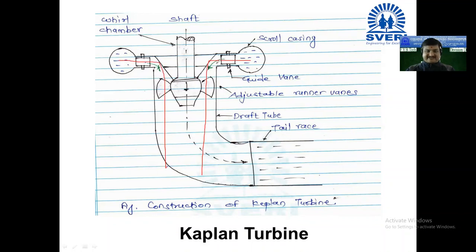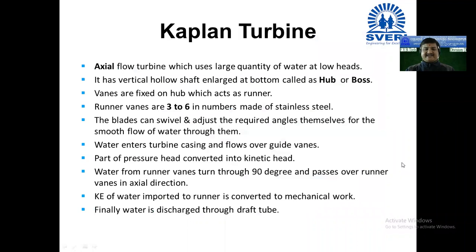So if you will check, you will come to know that at 90 degree, water is entering into the volute chamber. Then this kinetic energy imparted to the runner is converted into mechanical work. Mechanical work means rotational work. Rotational motion we are getting out of this mechanical work. And finally, that water is discharged through the draft tube.